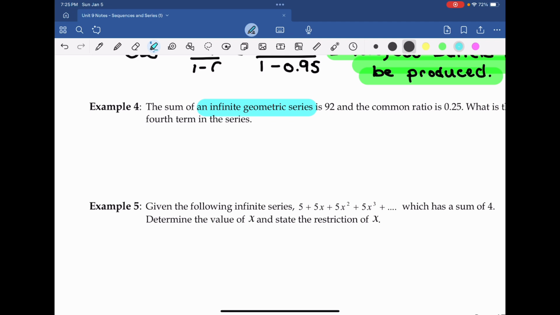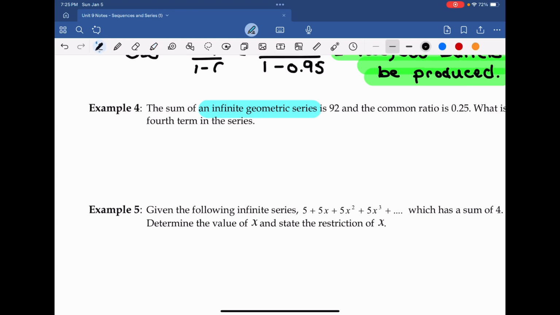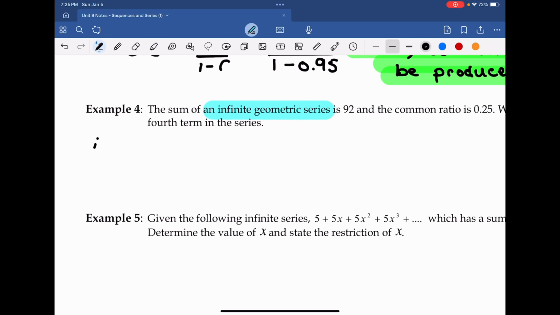Now, to do this, here's what I'm thinking. First of all, we got to figure out what term 1 is, because we know what the sum is, we know what the ratio is, we just don't know what T1 is, and that's very important information. So I'm going to go step number 1.